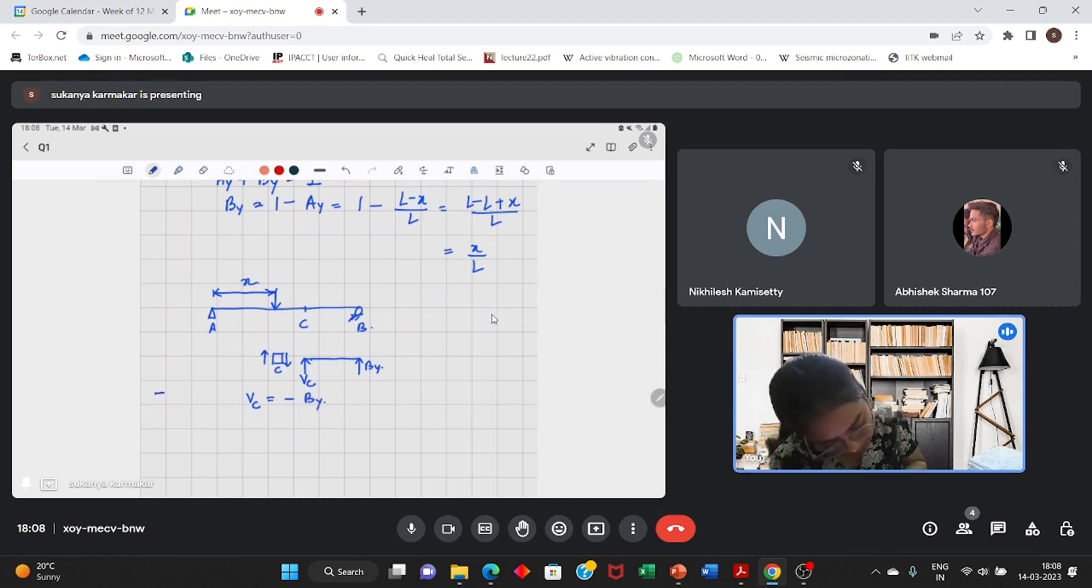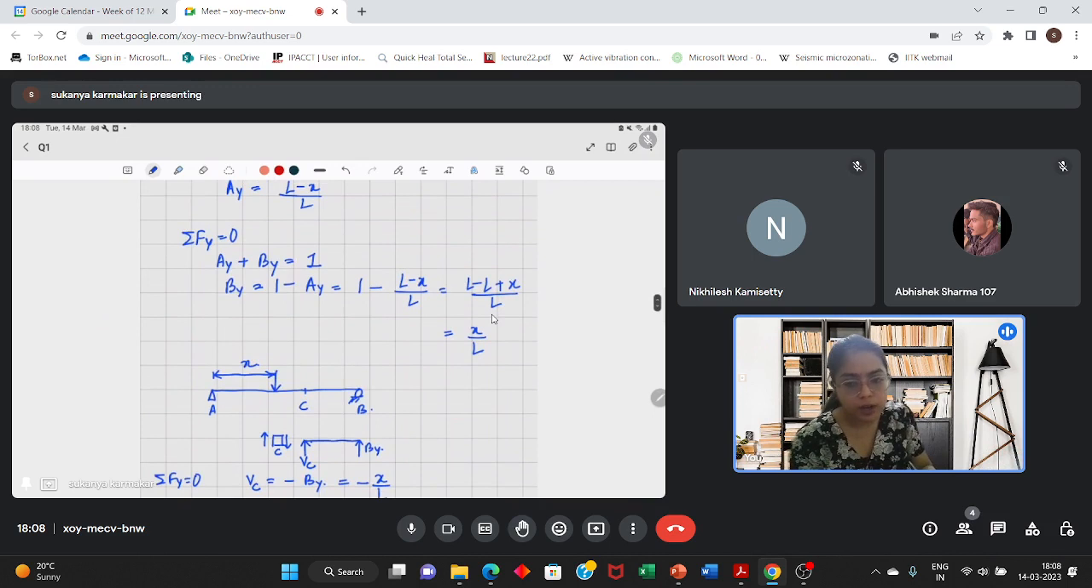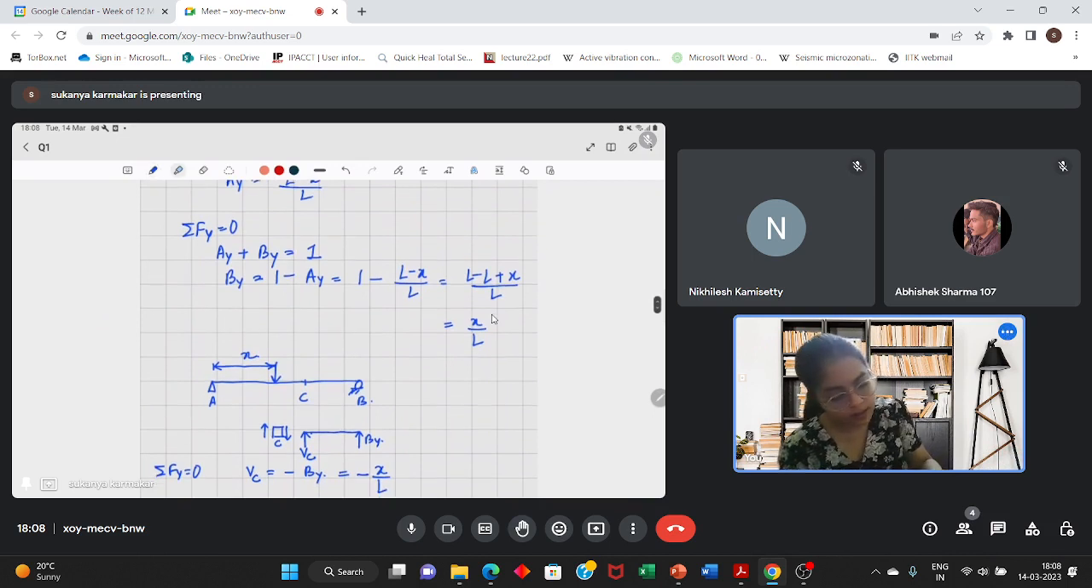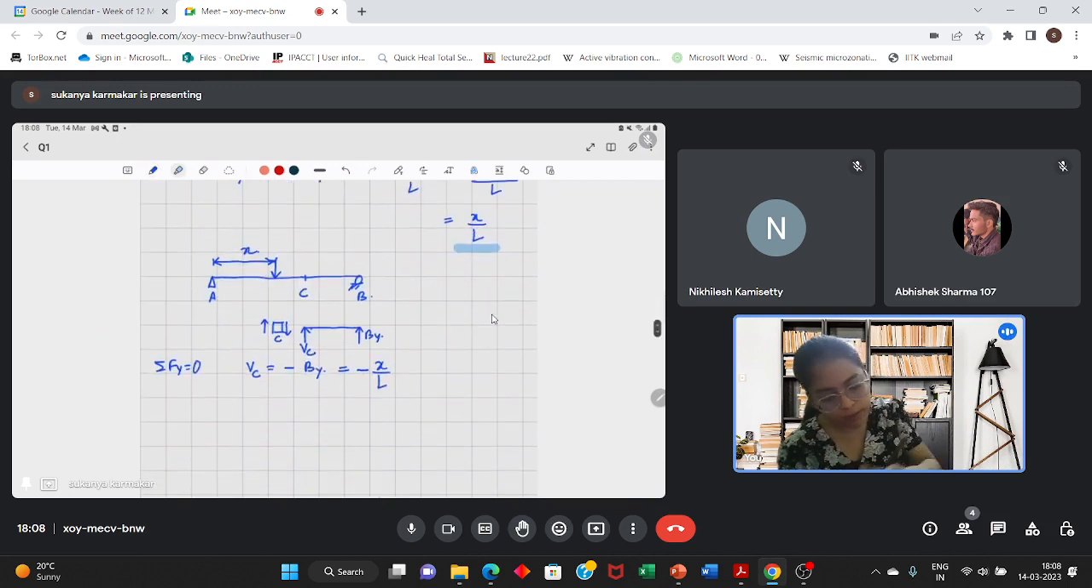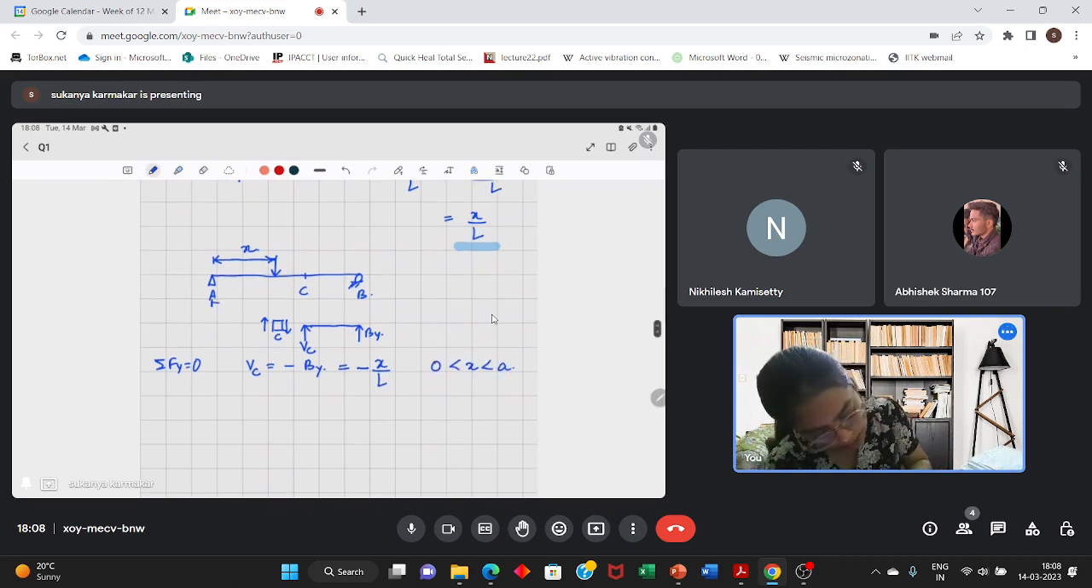From where that we get the summation of force in Y direction is equal to 0. And BY is x by L. We had already calculated this here. So, and here x is varying from 0 to a. What is a? This is a.